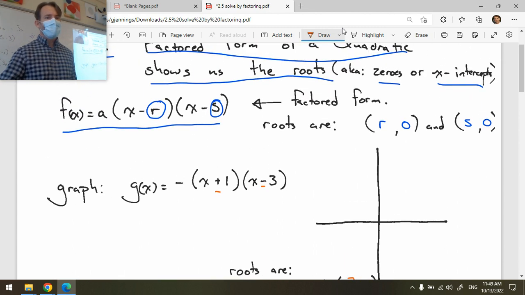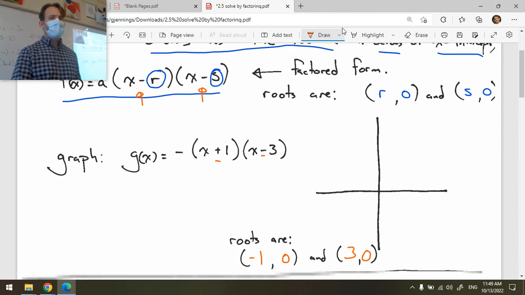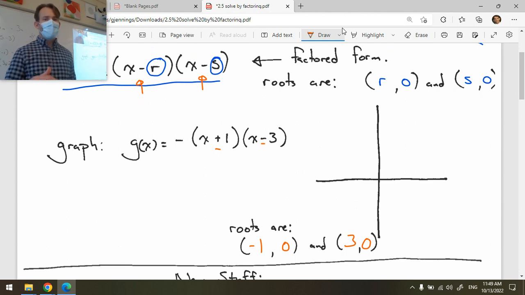One explanation is, well, it's negative inside the form there, so I know to flip the signs whenever I see that negative. But algebraically, why would the numbers x equals negative 1 or x equals 3 make that quadratic equal 0?